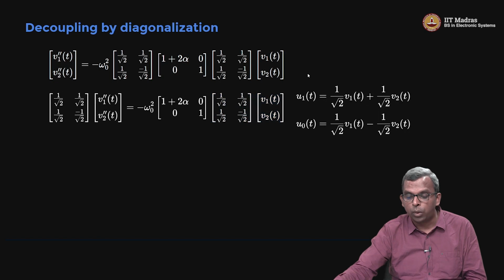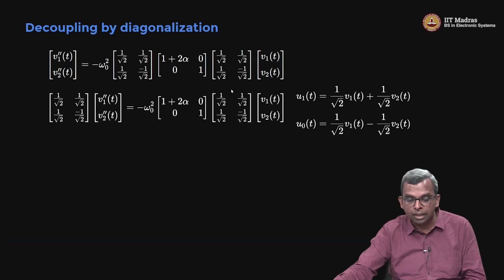Now interestingly, what will happen when I do this substitution, what will happen if I differentiate this twice? If I do u1 double prime, I will get the same constants staying and v1 double prime, v2 double prime. u0 double prime will also be just the same constants, v1 double prime, v2 double prime.